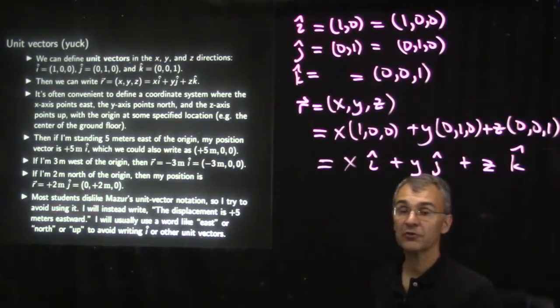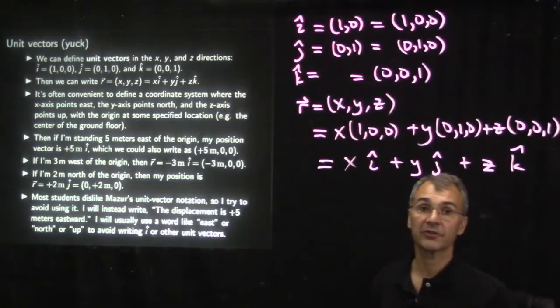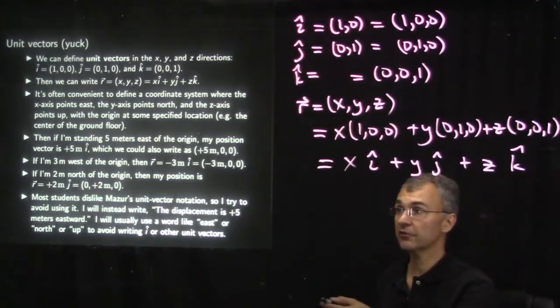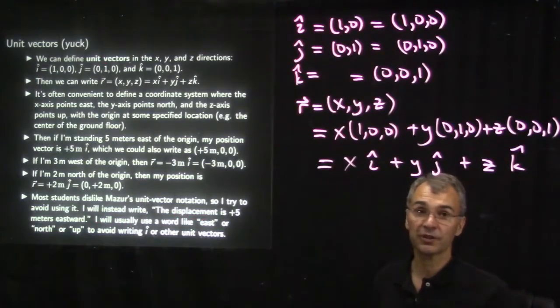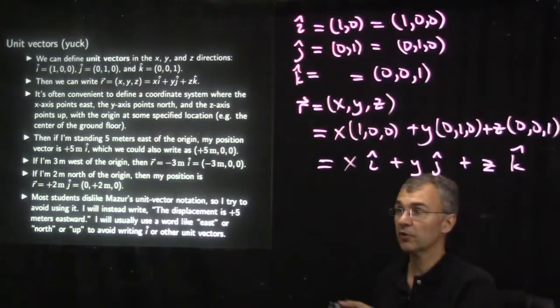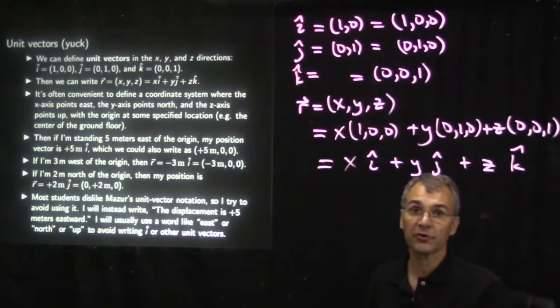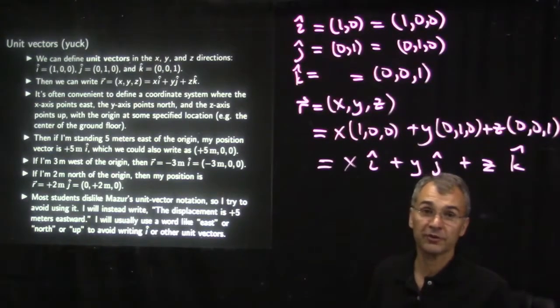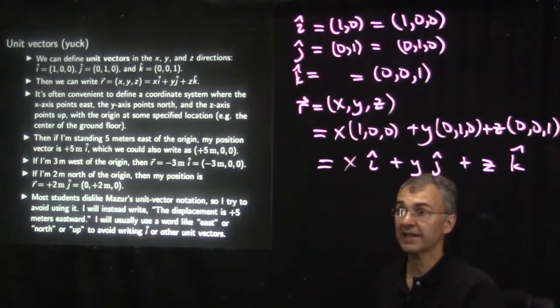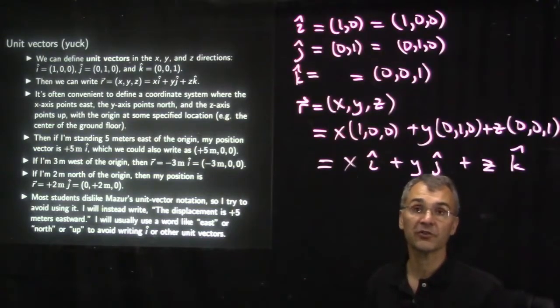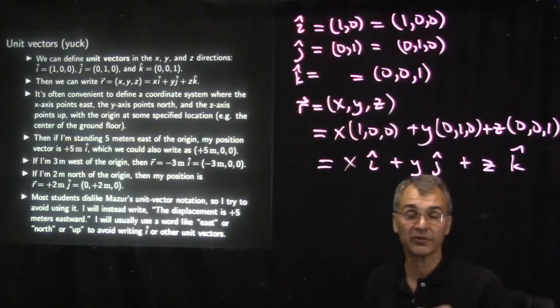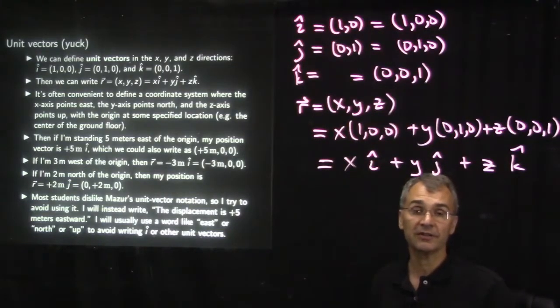So most students really dislike the unit vector notation from the textbook, so I try not to write it. Instead, I'll say the displacement is plus 5 meters east, or I'll use a word like east, or north, or up, or forward, or backwards, so that way I avoid writing I hat and other unit vectors. But you should know what they are because you'll see them in the book. So I hat is the unit vector that points in the direction in which x increases. That's the only unit vector you'll see for now.